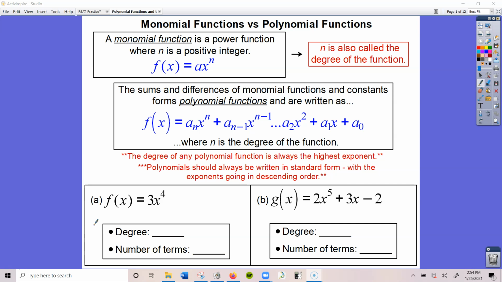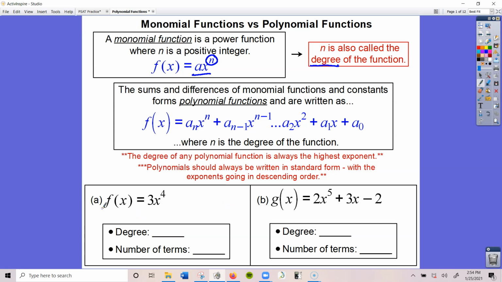Now, a polynomial by definition is when you add or subtract multiple terms together. These terms individually are called monomials. That's when you only have one term. Now, when you have one term, you have an exponent. This we label as n, and n would be considered the degree of that particular monomial. In a polynomial, the degree would be the highest exponent that you see.